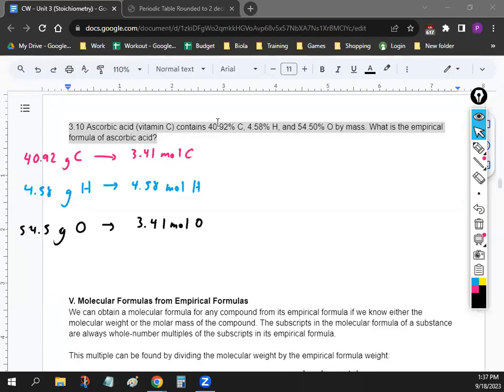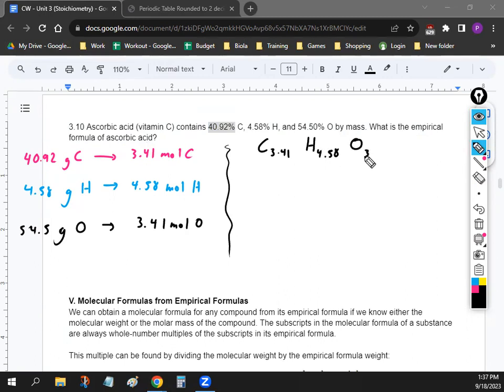All right, so again, just make sure you turn the percentages into grams. And then we're going to assume 100 grams. And then what we're going to do is turn it into moles by dividing it by the molar mass. Okay. So far, so good? All right. So the next step, like I said, is going to be the part that's a little bit funky for this one. And the reason why is because it's going to be carbon 3.41. Hydrogen is going to be 4.58, and then for oxygen, it's going to be 3.41.